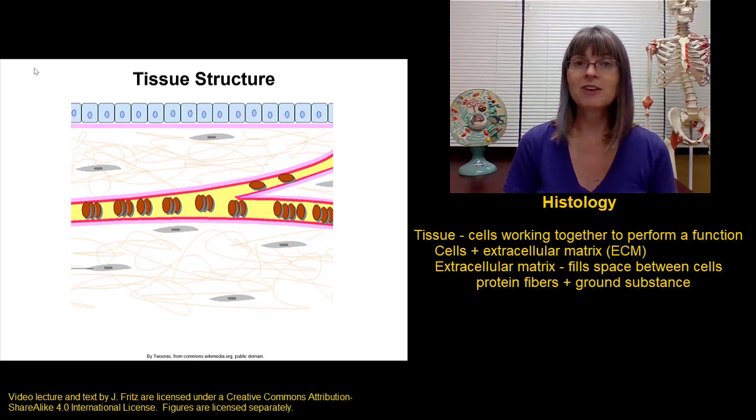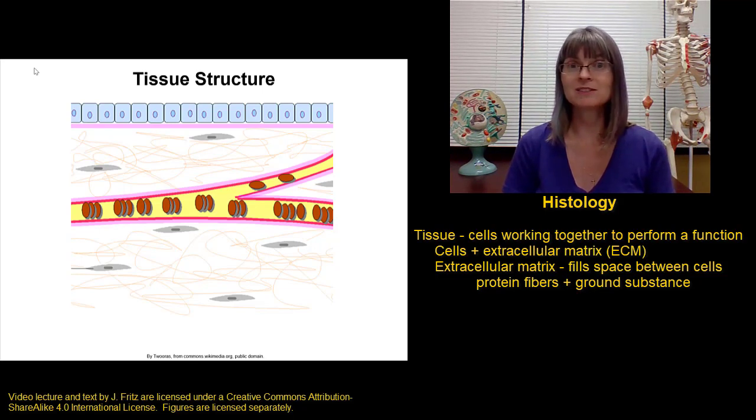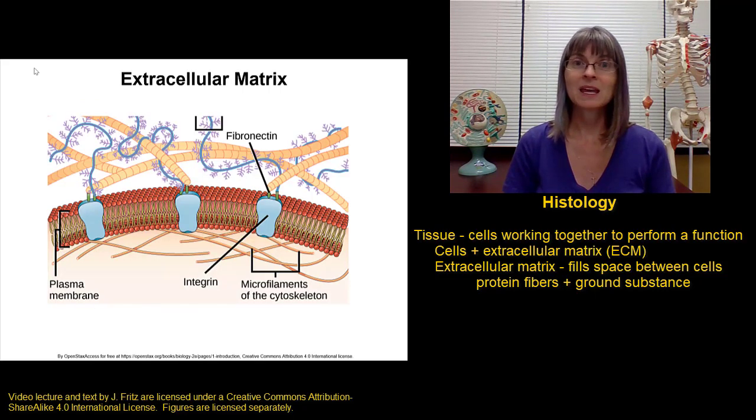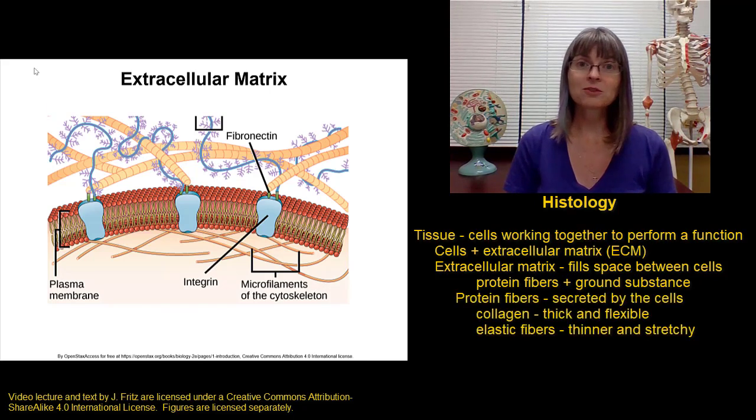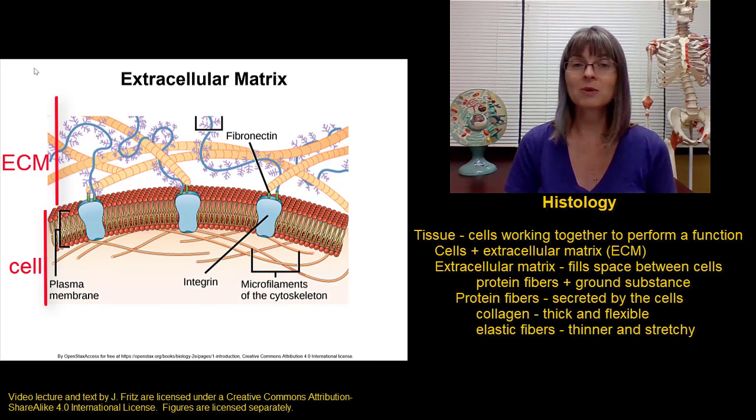We have protein fibers. These protein fibers are secreted by the cell and released into the spaces in between them. And the ground substance. The ground substance is the fluid that fills the spaces between the cells and is all around these fibers. This is also secreted by the cells. The proteins of the extracellular matrix form a network that fills the spaces between the cells.